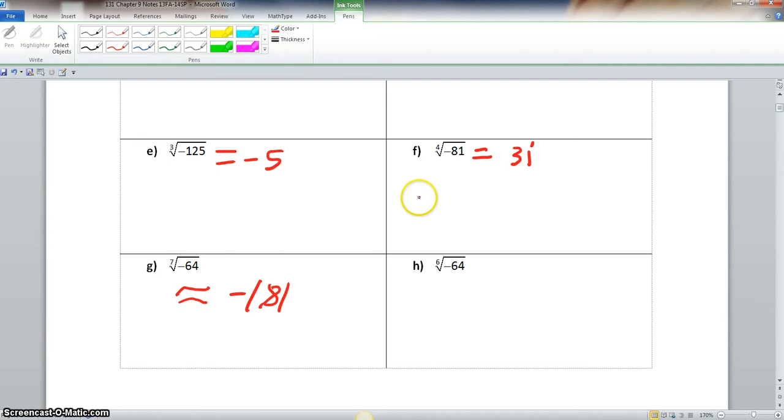And then last but not least is h. We have the sixth root of negative 64, which we know, since this index is even, we will have i. And then the sixth root of 64 we know would be 2. So our final answer here would be 2i.